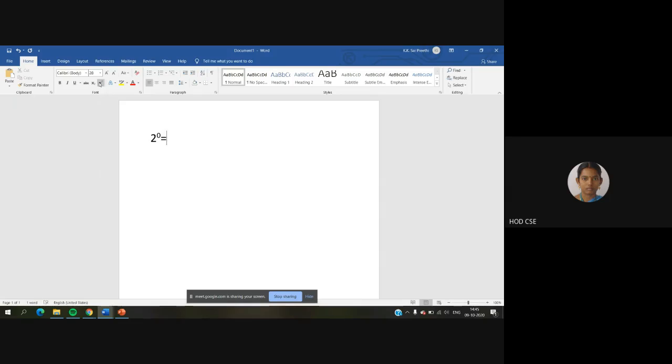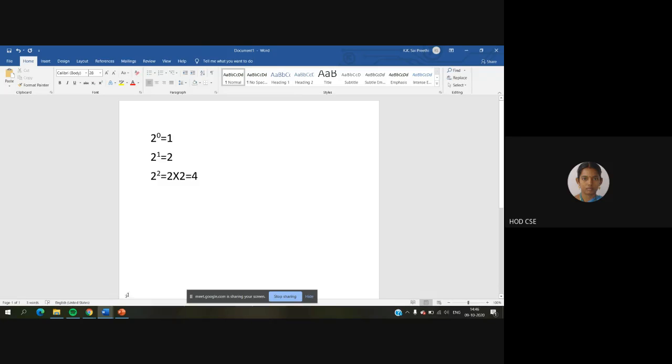What is the value of 2 power 0? 1. Okay. Similarly, 2 power 1, you have 2. 2 power 2. It means what? The 2 is multiplied with 2 again, which will bring the result of 4.